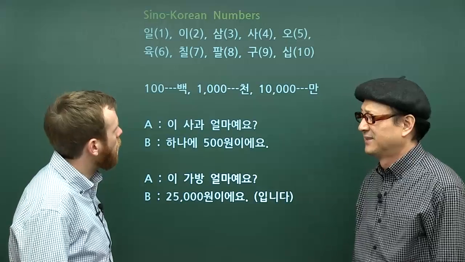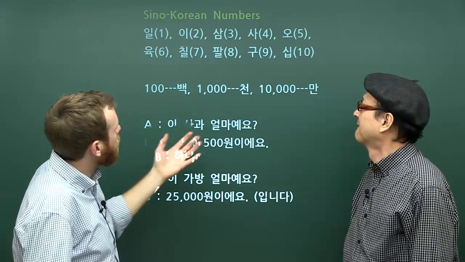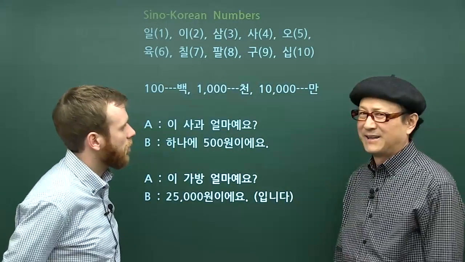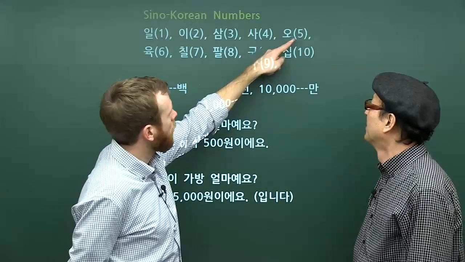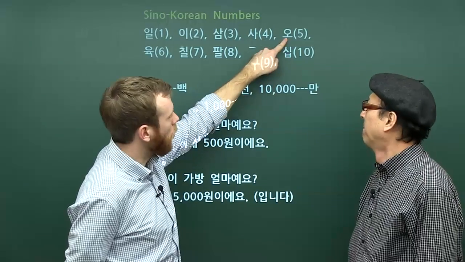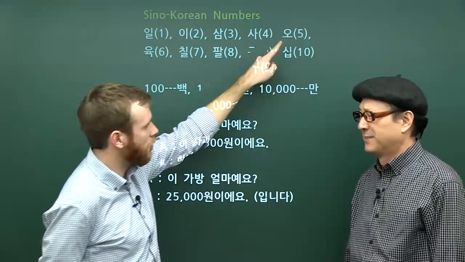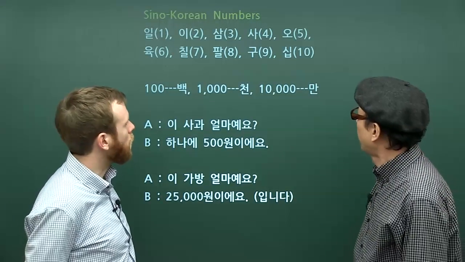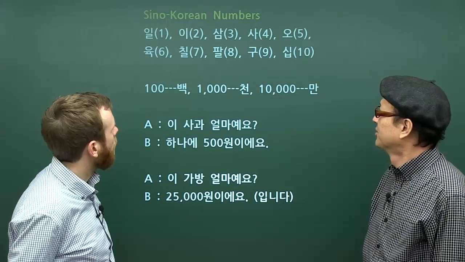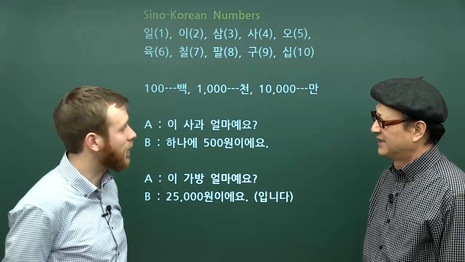Okay, so for example, Robert, how about a number like, I don't know, 55? 오십오. So 5, 10, 5. Okay, so 50 is 오십, 55 is 오십오. 쉽죠? I think it's pretty easy.